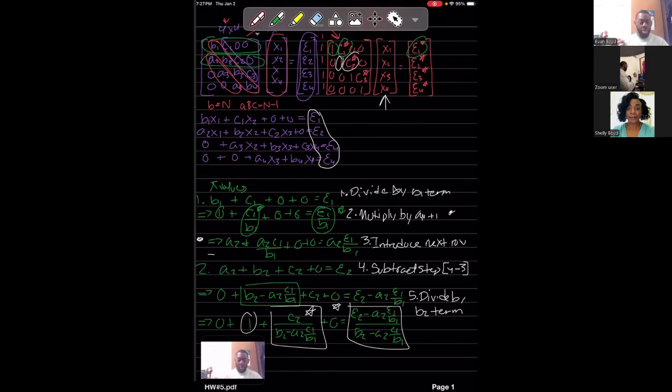Okay, we'll introduce the next row. So this row will be the next one. Then we'll divide by the B term. We'll introduce it, we'll subtract from the previous step, and then we'll divide by our new B term, and that will give us our new C3 modified, and then our epsilon 3 modified. Okay, so you kind of see it's like a cycle.